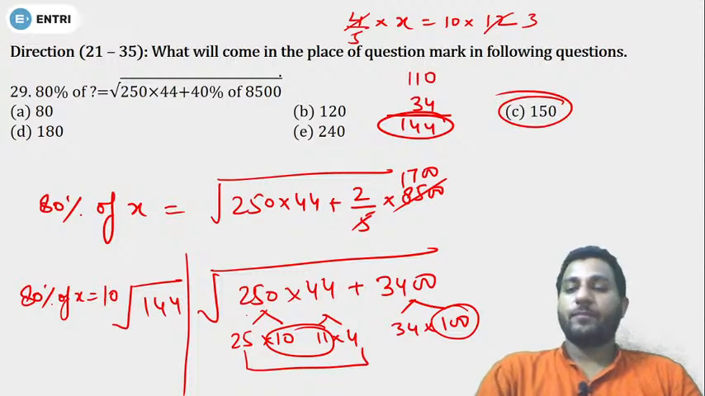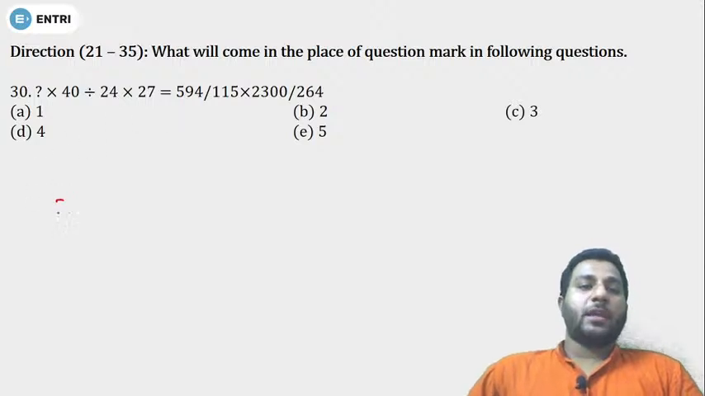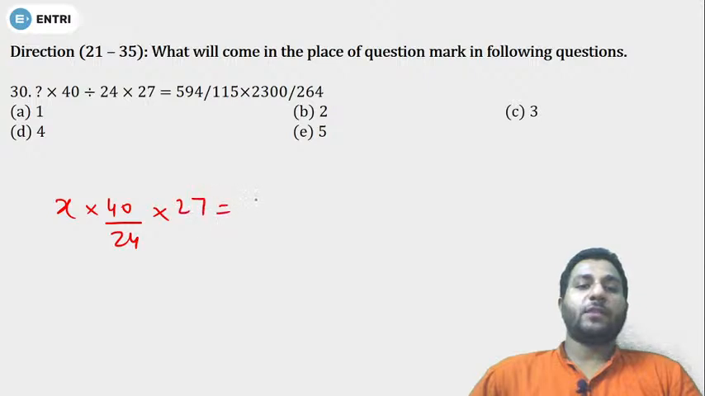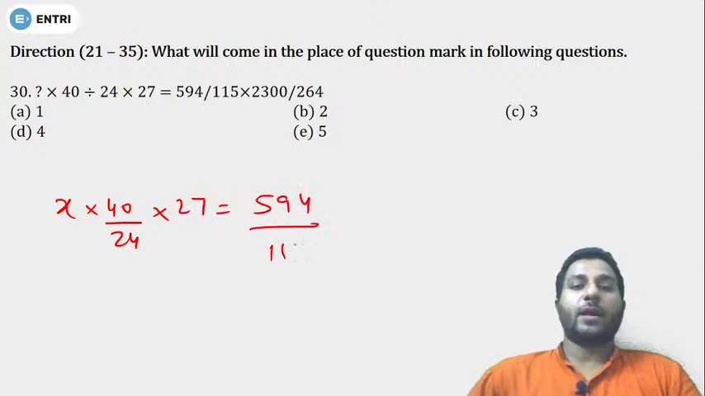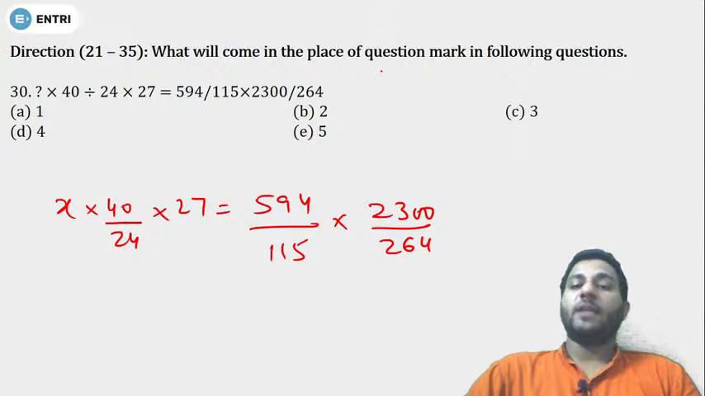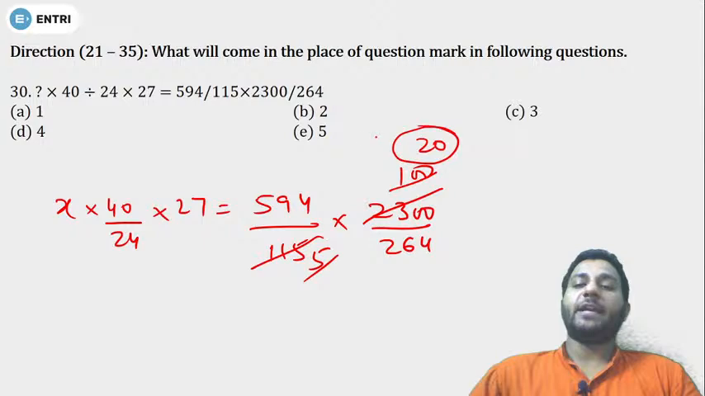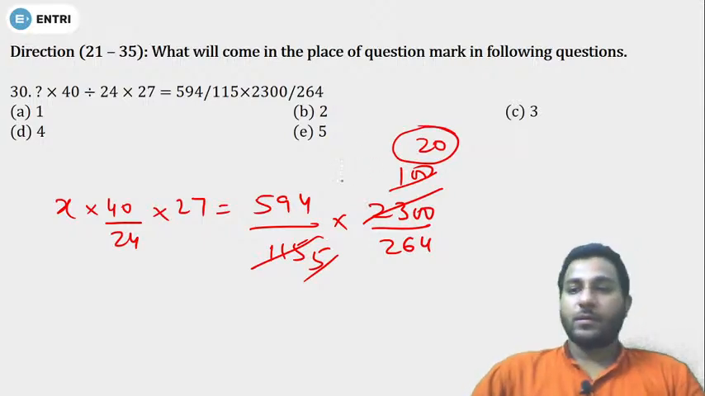Okay, now let's move on. Okay, x into 40 by 24 into 27 equals to 594 divided by 115 multiplies by 2300 divided by 264. Now it is very, very important. So how you are going to solve this question? Look at this. 2300, 23 fives are 115. So clearly 20 times it has solved out. Okay, now how you are going to solve this one?